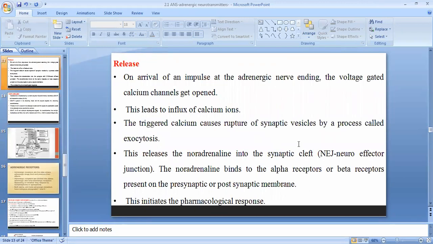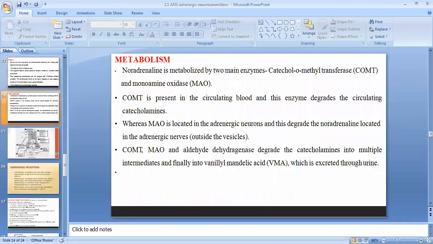And this synaptic cleft will be either a nerve ending or the beginning of another nerve, where there will be a presence of alpha receptors as well as beta receptors, which are present on the post or presynaptic membrane, and they are going to initiate the pharmacological response. Once adrenaline or noradrenaline is released, they are going to show their actions. What types of actions, we have already seen. Dilation of pupil, then increased heart rate. So they are all the responses.